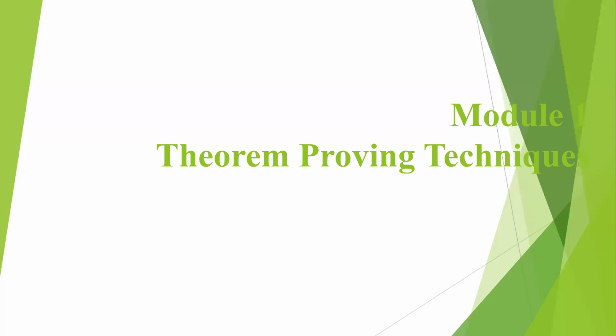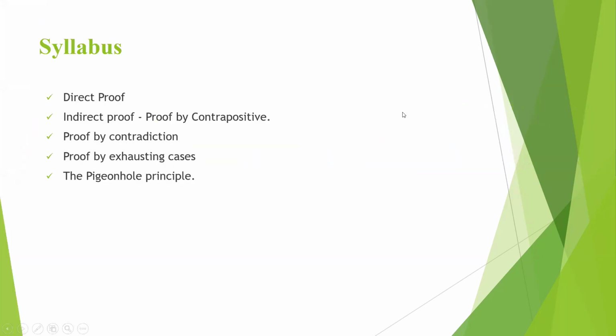From today, we start with our first module. Module one is theorem proving techniques. In this module, we have to study different theorem proving techniques. Our syllabus includes direct proof, indirect proof, proof by contradiction, proof by exhausting cases, and the pigeonhole principle. These are the topics that should be covered in module one.